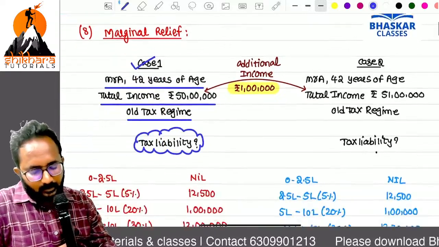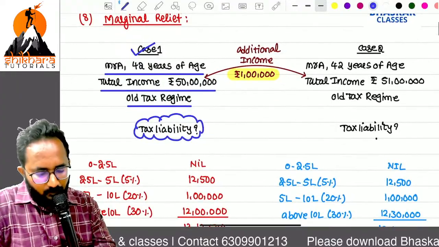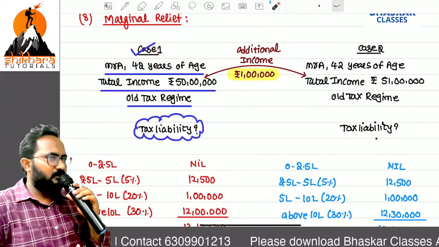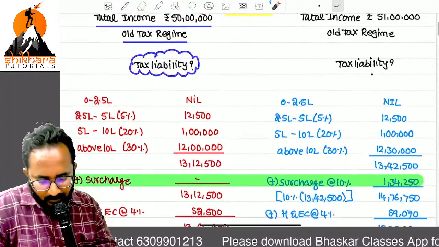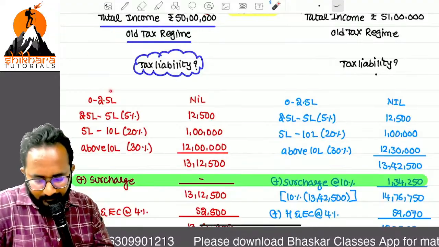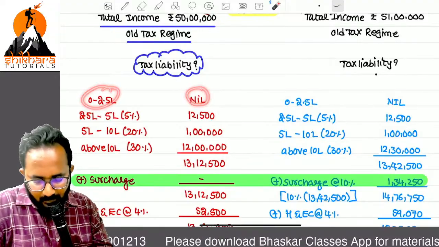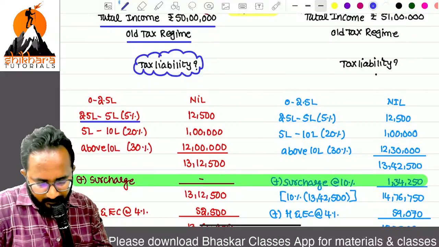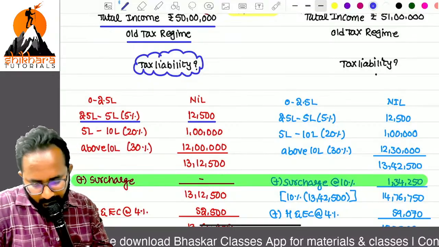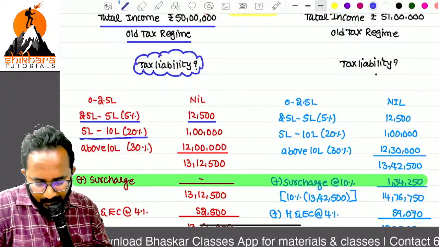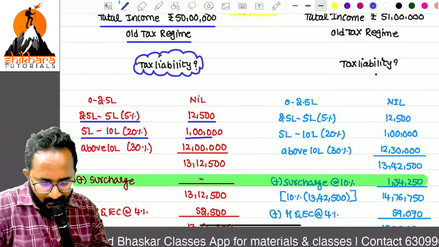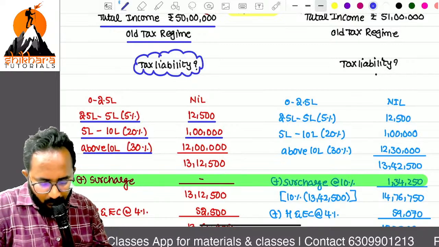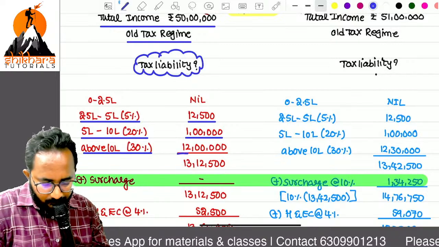Yes, ma'am. What is the basic exemption limit? 42 years of age, that's why we can take 2,50,000. So 2,50,000 is basically exempt. 2,50,000 to the next 5%. How much? 12,500. Next, 5 lakh to 10 lakh at 20%, that is 1 lakh. Above 10 lakh, so total how much amount?